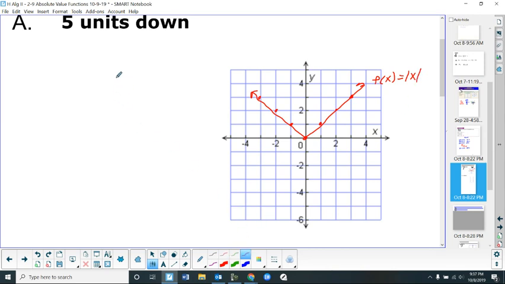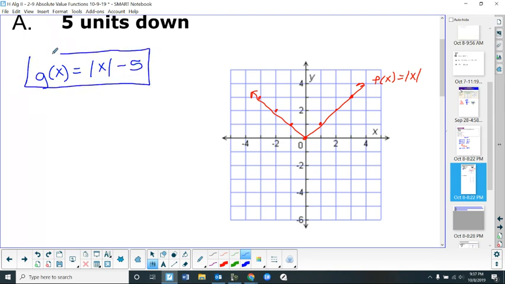Now they want you to go down 5 units. So we all know if you go down 5 units, it's just absolute value of x minus 5. So here's your equation. And you just take each of these and you shift them down 1, 2, 3, 4, 5. So you go down each of these 5 units.